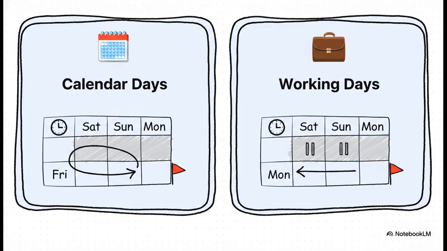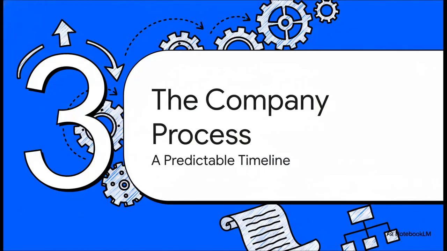And here's why that word is so powerful. Calendar days includes everything. Weekends, holidays, you name it. So if you're out on a Friday, by Monday morning, boom, you've hit your 3 calendar days. But if your contract says working days, the clock doesn't even start until Monday. That's a huge difference. And it's a perfect example of why you absolutely have to read the fine print in your own contract.